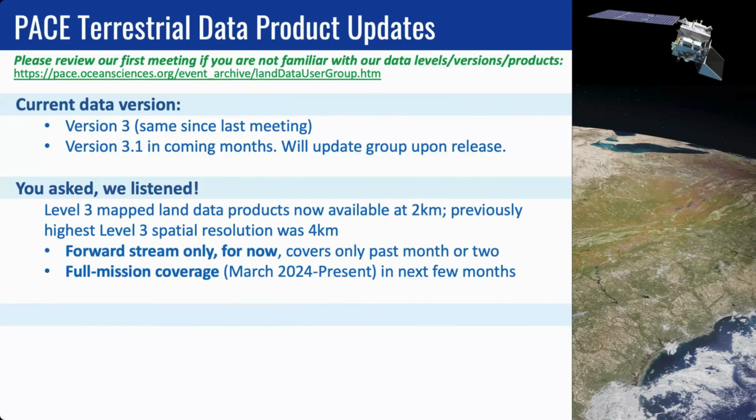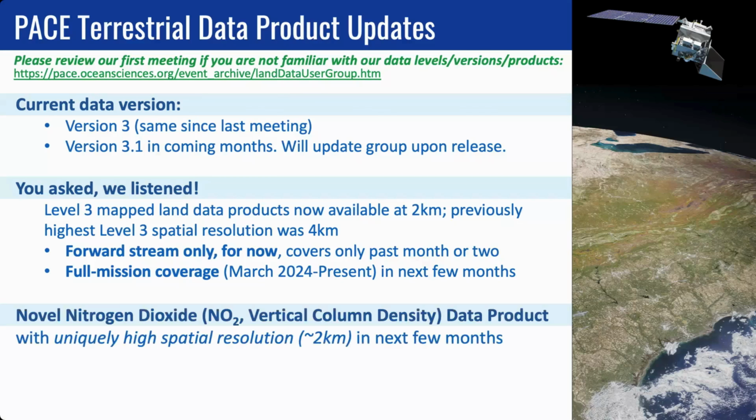And you asked and we listened. We have level 3 mapped land data products now available at 2-kilometer spatial resolution. That's a higher resolution than before. Previously, those products were only available at 4-kilometer resolution. For now, they're only available in the forward stream, which means there's just a few files available. But over the next few months, we will have full mission coverage at 2-kilometer for the land data products mentioned on the previous page.